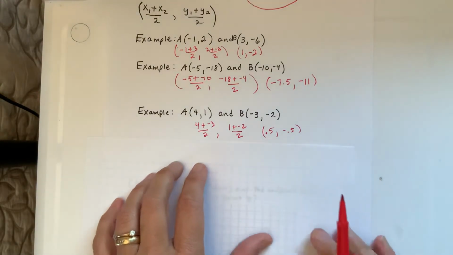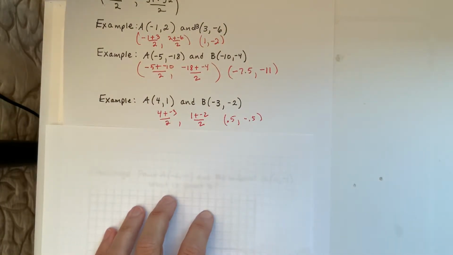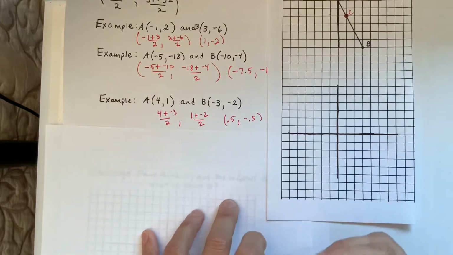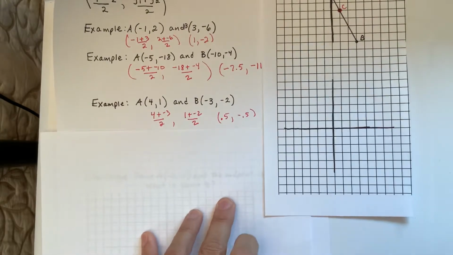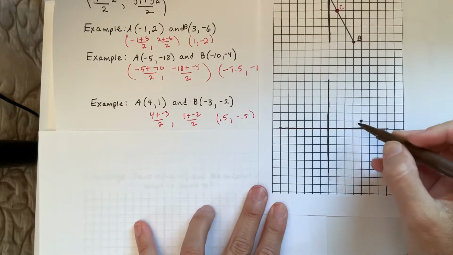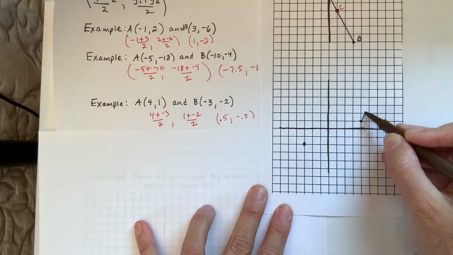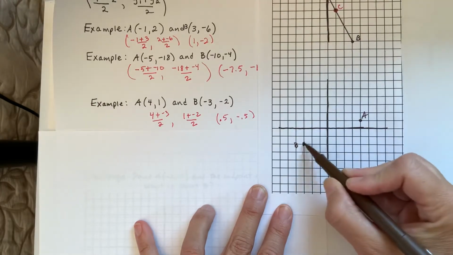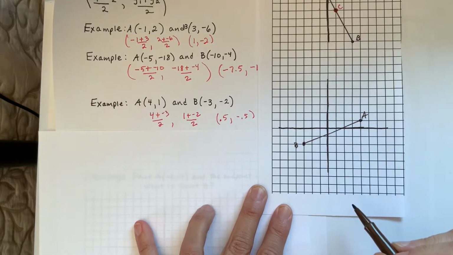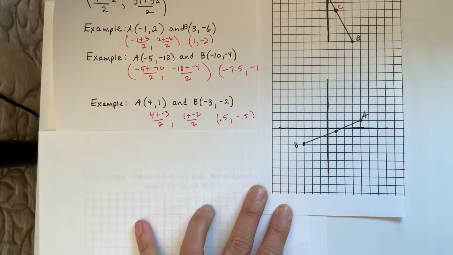So let's see what that one looks like just on a graph, just to see how that looks. So if I have the original points here at 4, 1, and a -3, -2. So here's your A and here's your B. Where's the midpoint? We decided it was at 0.5, -0.5, which looks right, like right about there.